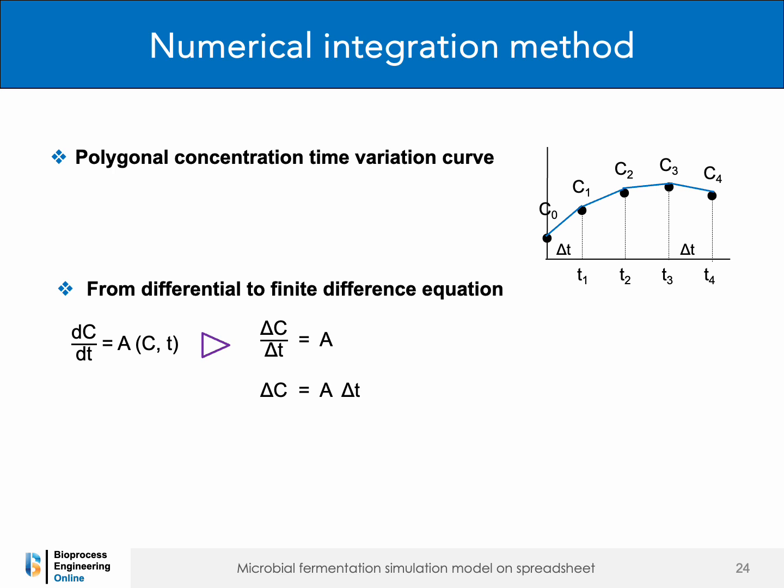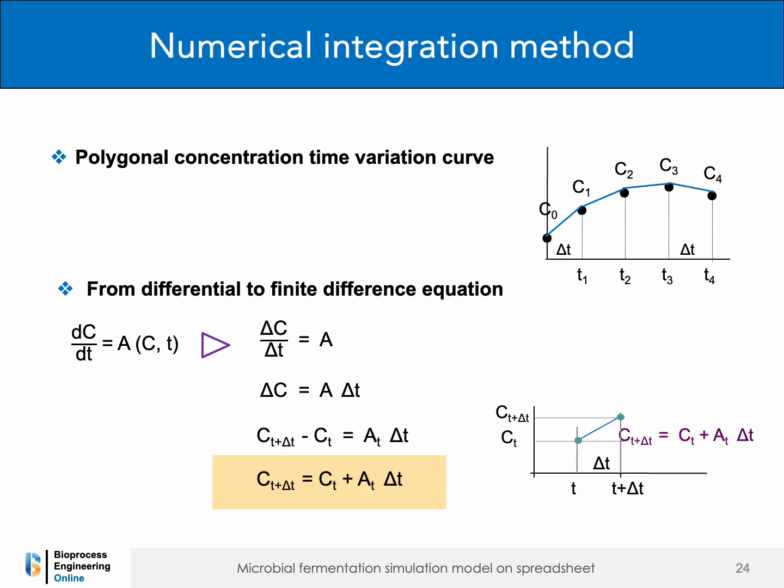The incremental concentration variation delta C is the difference between the concentration C(t plus delta t) at time t plus delta t and C(t) at time t. The resulting finite difference equation is C(t plus delta t) equals C(t) plus A(t) delta t. A(t) is the slope at time t of the concentration time variation. Mathematically, this relation represents the first-order development of the concentration function with respect to time.